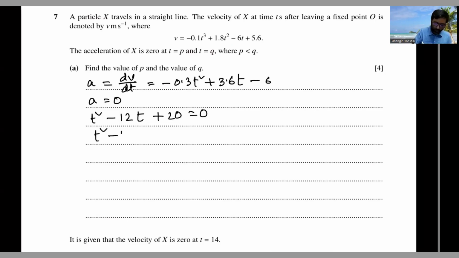So it's a quadratic equation. You can factorize it or you can use the direct formula.